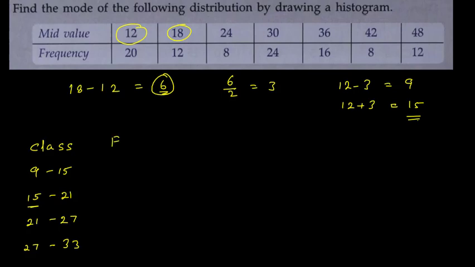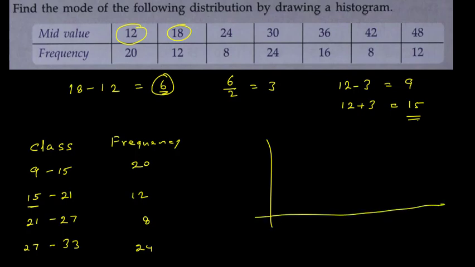Then the frequency is given: the first frequency is 20, the second is 12, the third is 8, the fourth is 24, and so on. Then you draw the histogram with these classes and frequencies, and find the mode from that histogram. So this is how you can calculate the mode if mid values are given.